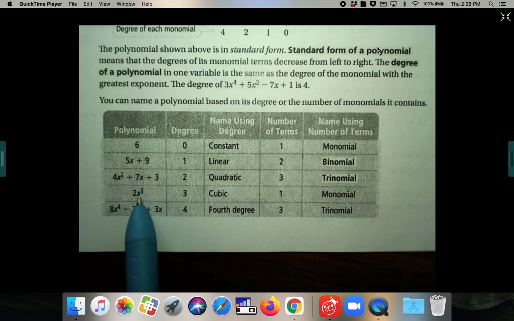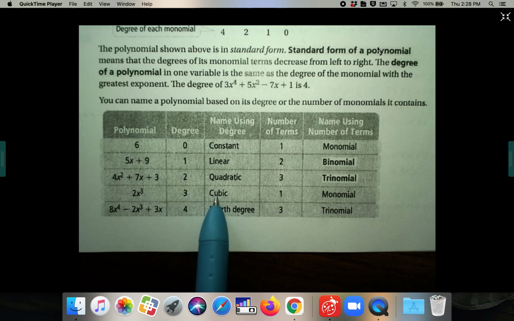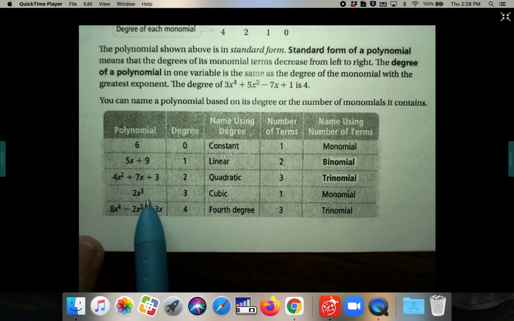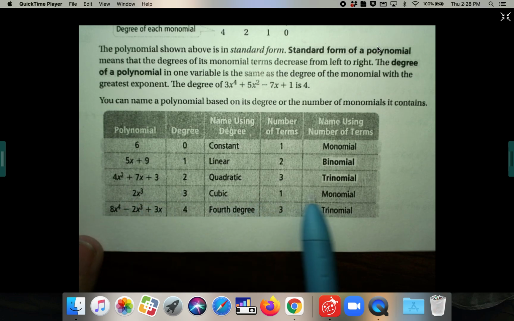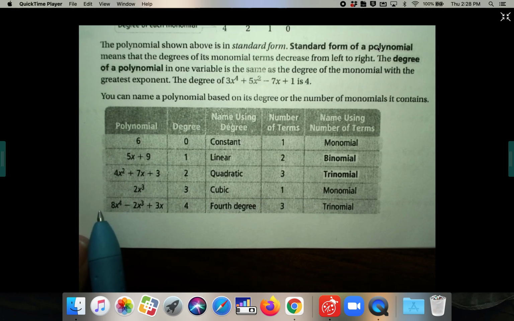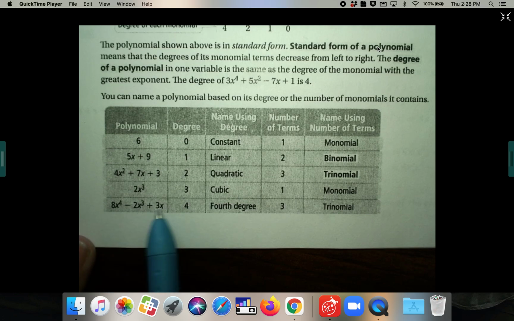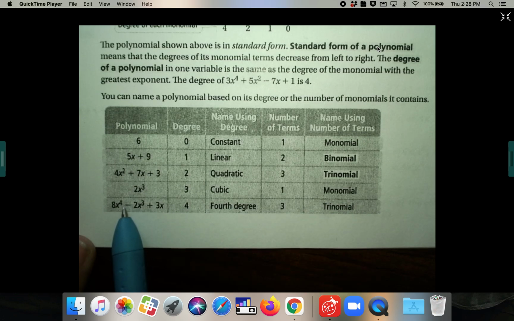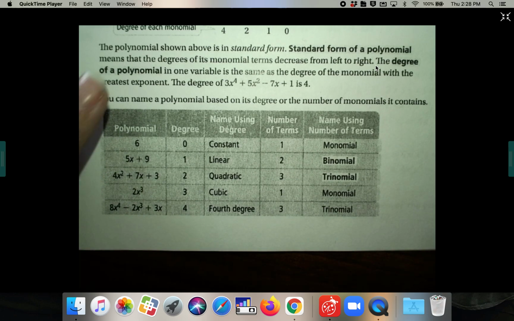All right, 2x to the third, if the 3 is what the degree is, it's considered cubic. There's still just one term here. See, we're not adding or subtracting it to anything, so there's just one term, which makes it a monomial. All right, here is a trinomial, separated by subtracting and adding 3 different terms. See, trinomial. But the degree is the 4th because the first term has an exponent of 4. Okay, let's try a few of these on the next page.